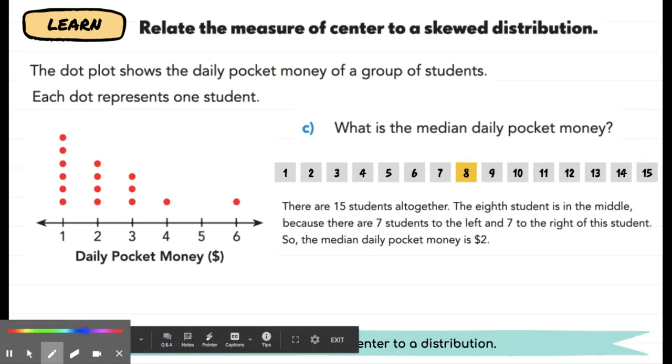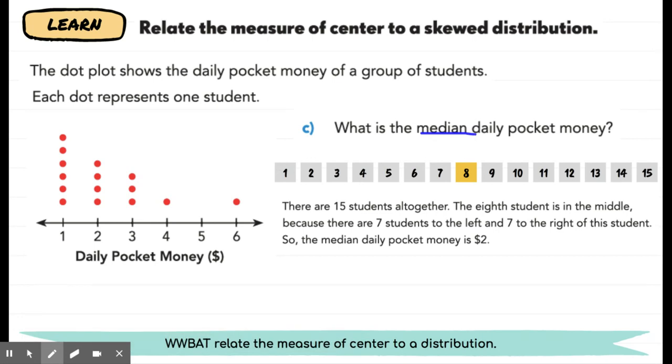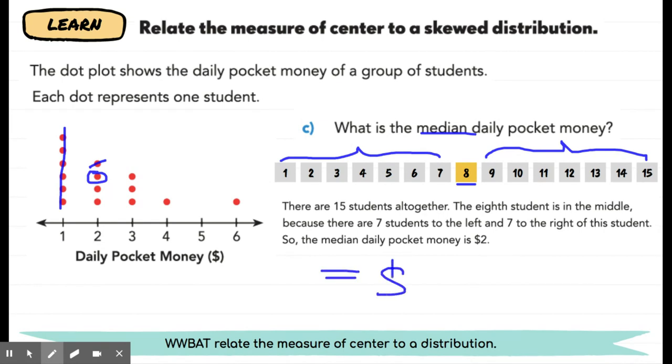And the next question asks, what is the median daily pocket money? Now, because there are 15 students, the number in the middle is 8, because there should be 7 students in the front and then 7 students in the back, right? So the value in the middle is number 8. So I can cross out the first 7 and conclude that the 8th value is $2. So the median in this case is also $2.